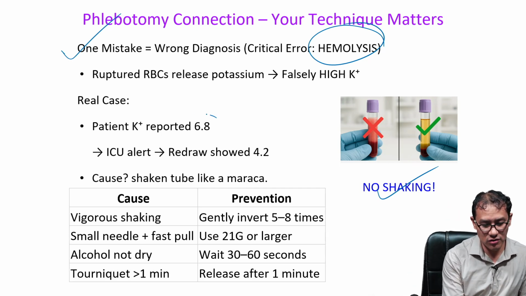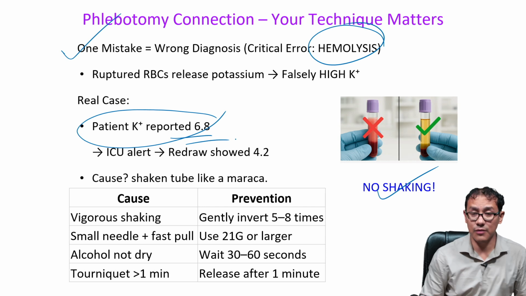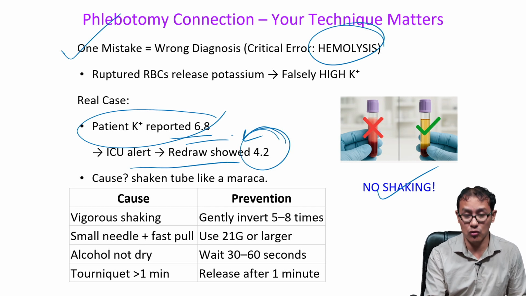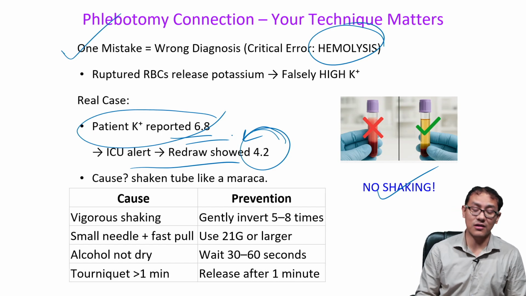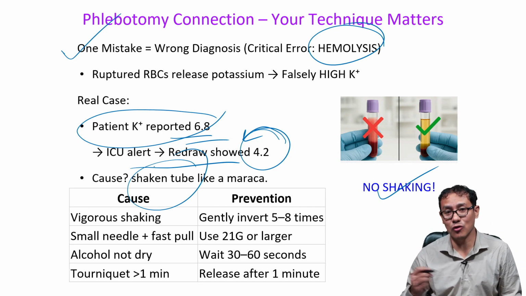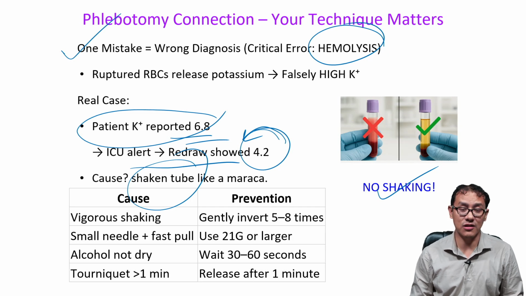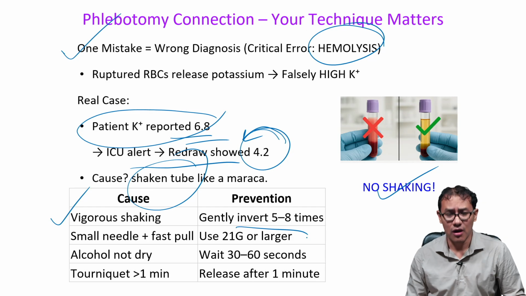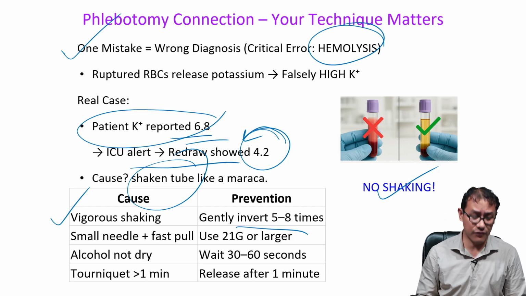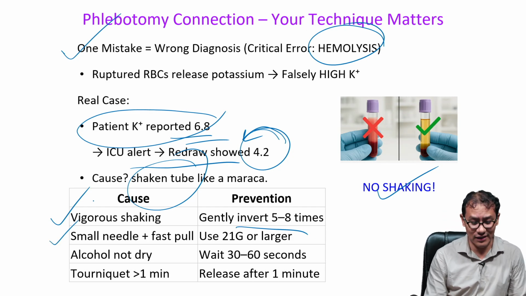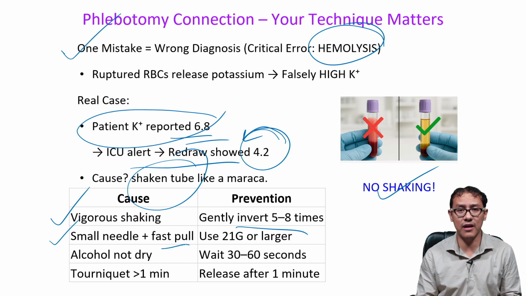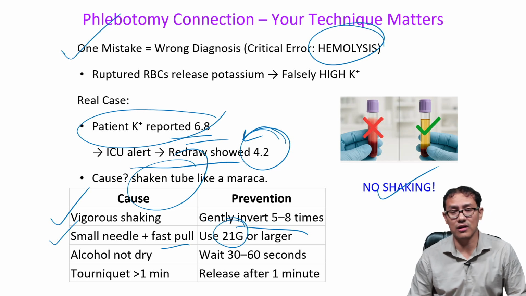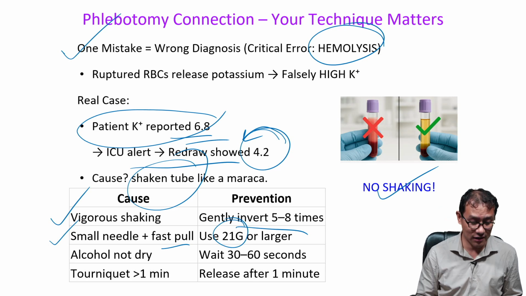Suppose the potassium is reported as 6.8, and when the blood is redrawn it shows 4.2. That means the tube was mishandled. Because of the shaking of the tube, the potassium level may increase. So vigorous shaking should be avoided. Instead, you can gently invert the tube 5 to 8 times if required. Also, instead of using a small needle and a fast pull technique, which may damage the red blood cells and cause hemolysis, a 21 gauge needle or larger needle can be used.